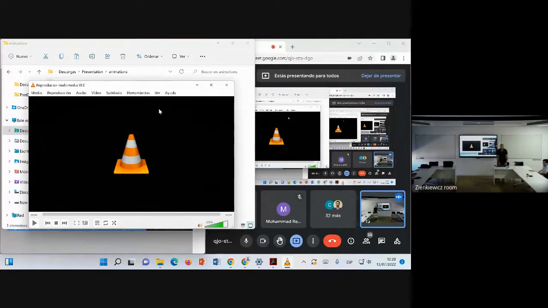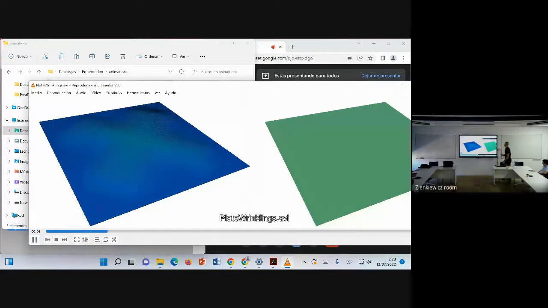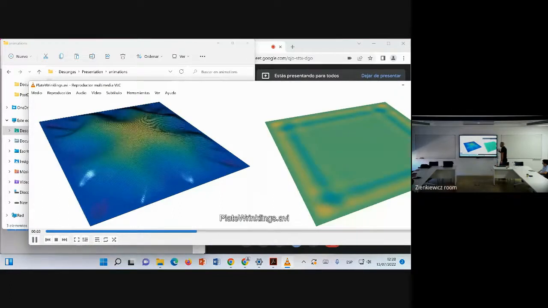What was on the left and on the right? Sorry? On the left and on the right of the video, the plots were different. What were we seeing? Let me see. I think different boundary conditions. Different boundary conditions. I think so, yeah.